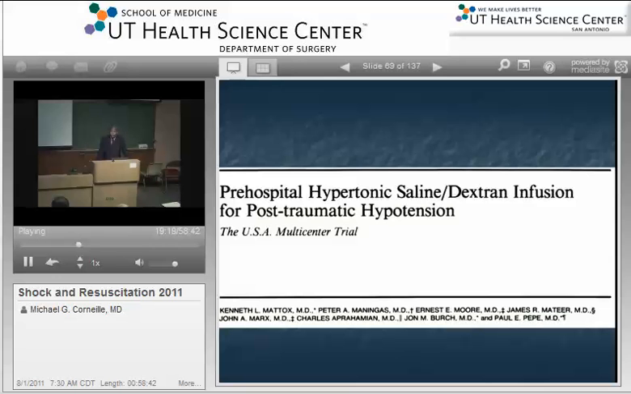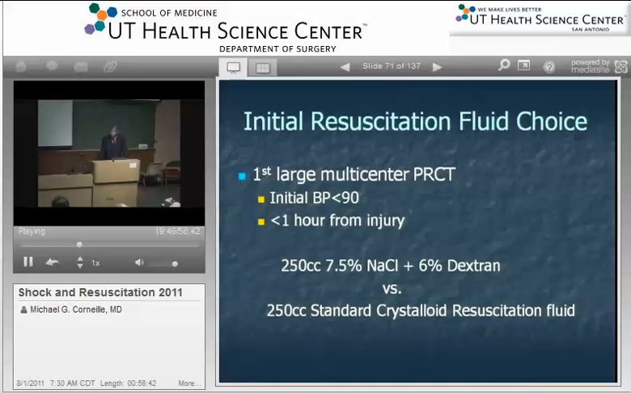And so given these presumed benefits, this study was conceived and published in 94. I told you I was going to talk about 2011, but I'll take you back to 94 first, because use of hypertonic saline has a pretty long history in resuscitation research. This was a multi-center trial. There had been previous single-center trials to try to assess the utility and benefit of using hypertonic saline, but this was the first large multi-center trial. They enrolled patients with a blood pressure less than 90 and patients that were less than an hour out from their injury.